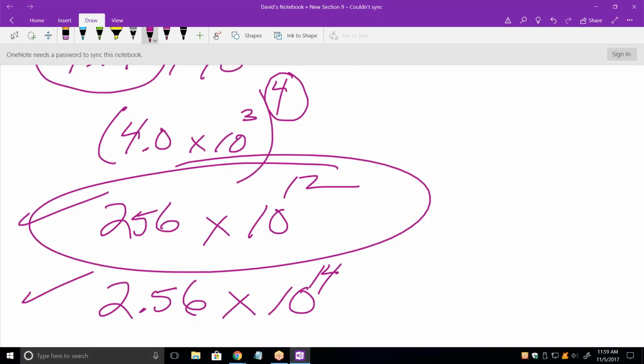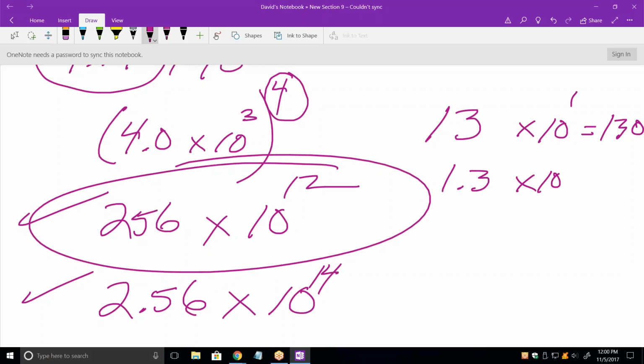Okay? So the way to memorize it is to take a number that you know. Let's take 13 times 10 to the 1. What is that answer? 130. Okay, so if I'm changing that into scientific notation, what did I do with the decimal point? You moved it over one to the left, so you add one to the exponent. If I subtracted one, I would have 10 to the 0, which is the number 1. But 10 to the second is 100, which gives me the same number.